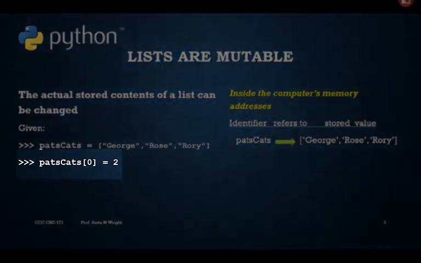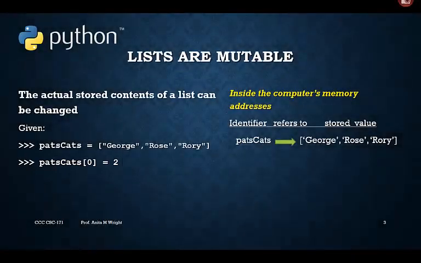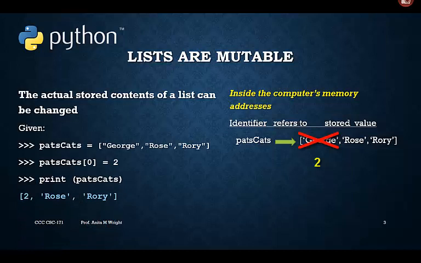After we change the value of George to the number 2, the stored value of the list is changed. George is replaced with 2 inside the list. This is what it means when we say lists are mutable. The stored values of the collection are changeable. Now when we print Pat's Cats, the updated list is displayed. 2, Rose, Rory. The video notes for lists will cover more examples of the Python programming syntax.